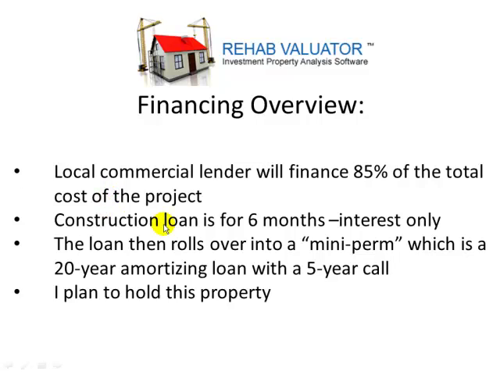So the construction loan is 6 months and it's interest only. Now what happens at the end of that 6 months is, instead of me having to pay off that loan or refinance, I have the option of just rolling that loan directly over into what's called a mini perm, which is essentially a 20-year amortizing loan that's going to have a 5-year call or a 5-year reset at the end. So basically, my construction loan then becomes my permanent loan. I don't have to do anything else if I don't want to, which is pretty convenient, right?